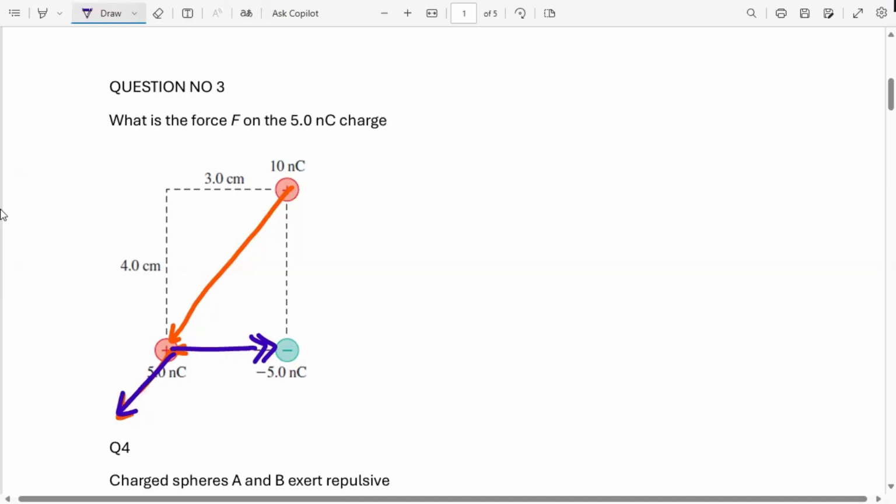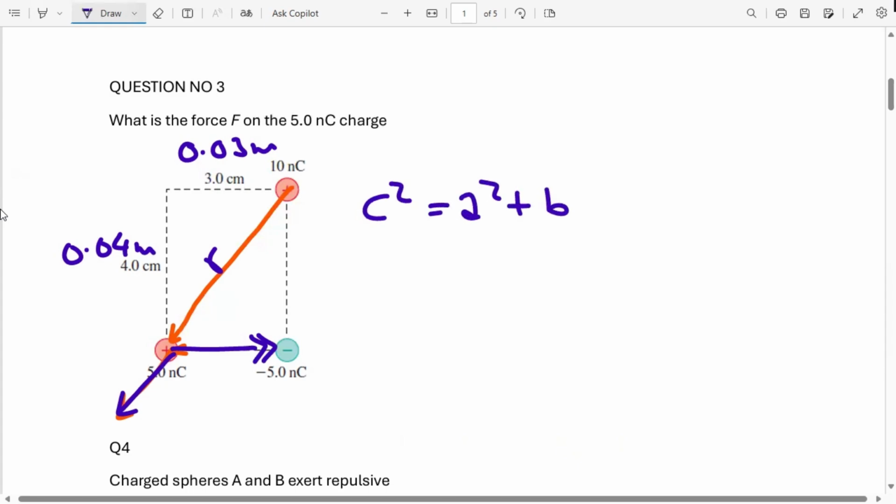We can calculate this distance, which is between the 10 nanocoulomb charge and the 5 nanocoulomb charge, because here we're using the principle of vectors. So I'll say I have my 0.03 meters here, 0.03 meters there, then 0.04 meters there. So I'm going to use the Pythagoras theorem, c squared is equal to a squared plus b squared, to find the hypotenuse here. I have 0.04 there, and I have 0.03 there.